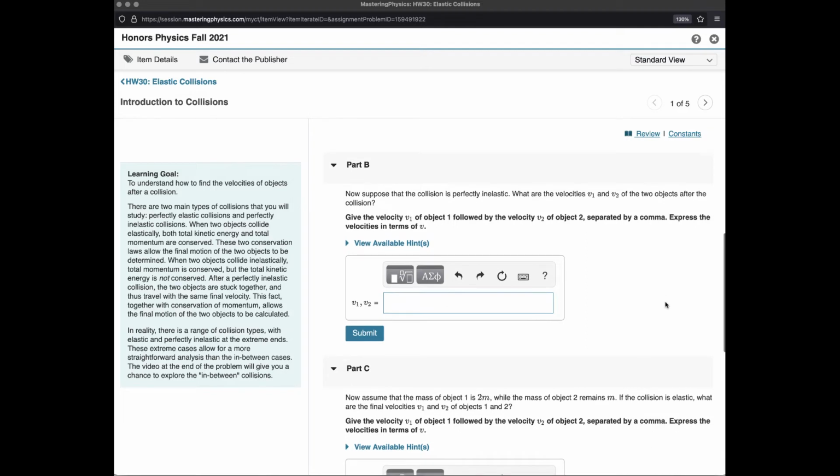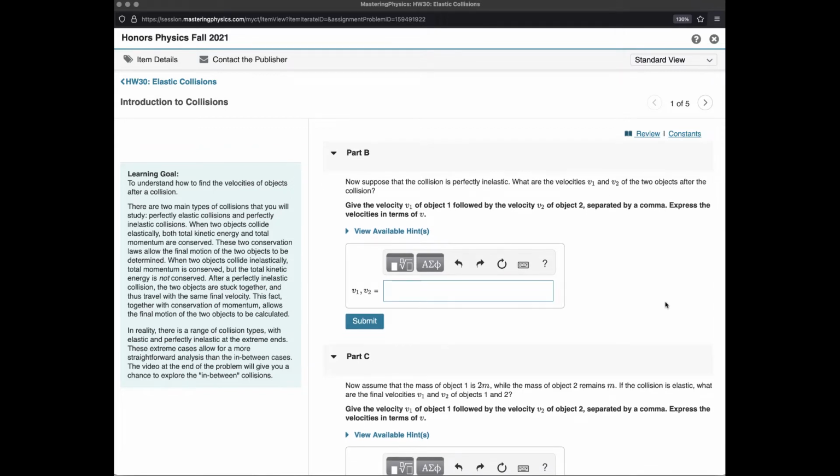Now suppose that the collision is perfectly inelastic. Well, what that means is that they stick together. This is a problem that we've already solved. This is a problem where the energy is not conserved, but they stick together as one object. They're talking about object 1 and 2 instead of object A and B. So I'll say that M1 times V is equal to M1 plus M2 times V prime, and I solve. That is, the velocity after collision is equal to M1 divided by M1 plus M2 multiplied by V1.